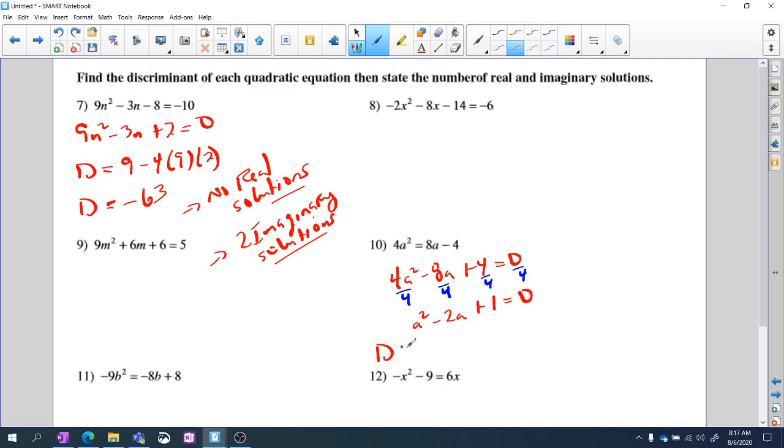So let's figure out the discriminant. B squared, so B is negative 2, there's B squared, subtract 4, A is 1, and C is 1. So this is going to give me 4 take away 4, I'm going to get 0 as my discriminant. So if the discriminant is 0, you're only going to get 1 real solution, meaning it's going to be found in the real number system.